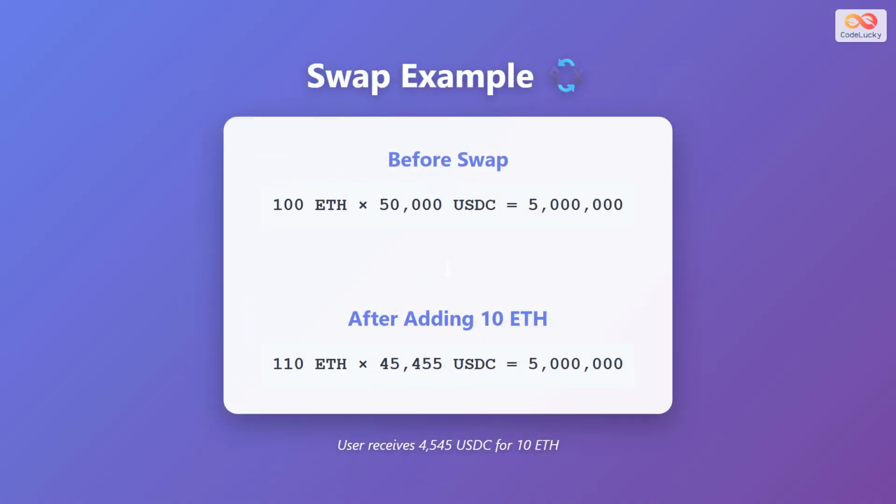Let's look at a concrete example. Imagine a pool starts with 100 ETH and 50,000 USDC. Their product is 5 million. Now, if you want to swap 10 ETH for USDC, you deposit your 10 ETH into the pool. The pool now has 110 ETH. To maintain the constant product of 5 million, the pool must have approximately 45,455 USDC remaining. This means you receive 4,545 USDC for your 10 ETH. The formula ensures fair pricing based on the available liquidity.